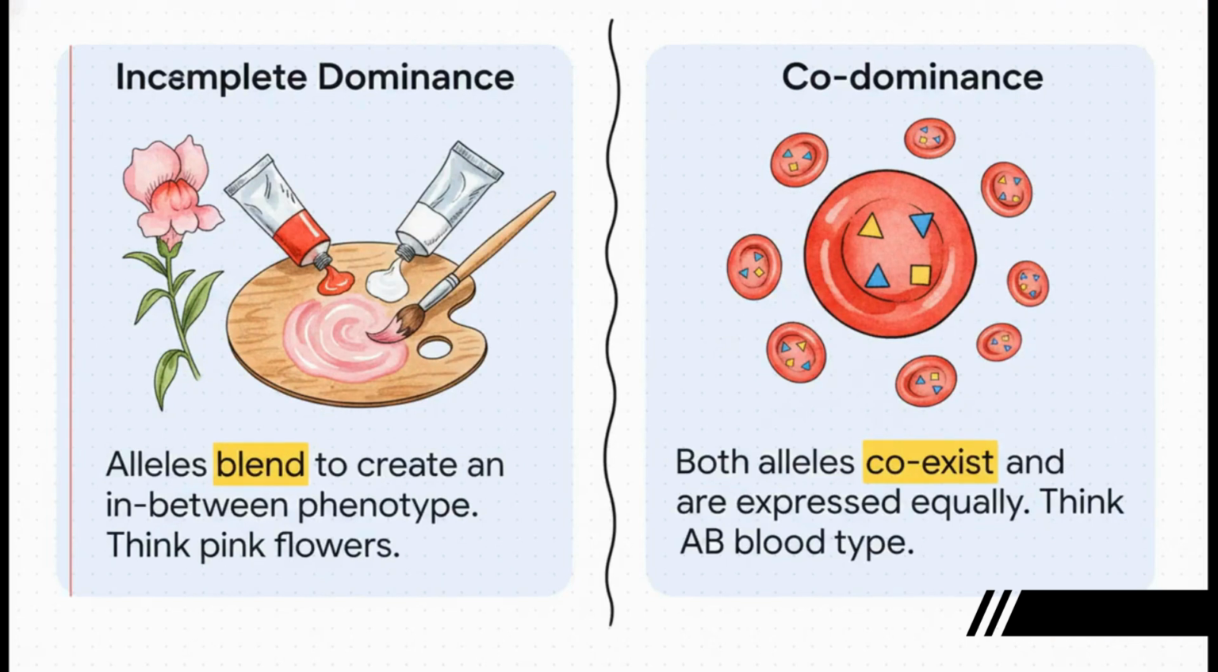Okay, let's clear up the single most common point of confusion. For incomplete dominance, remember the keyword blend or in between. Think red and white paint making pink. Got it? For codominance, the keyword is coexist or together. Both alleles show up fully and equally. The best example is AB blood type, where you have markers for both A and B. They don't blend, they both appear.